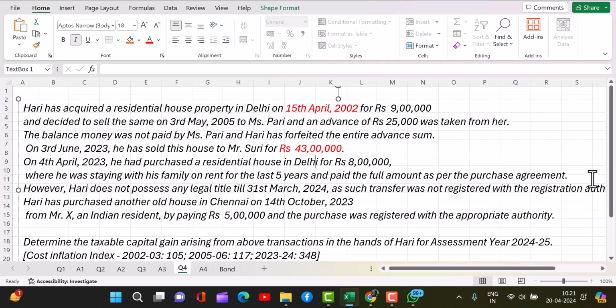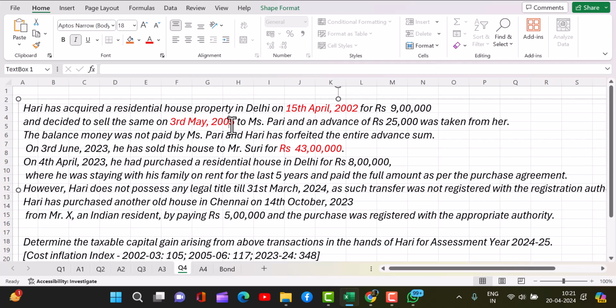Okay, fine. So, here Hari has purchased a residential house in Delhi on 15th April 2002 for how much? 9 lakhs. So, he decided to sell the same on 3rd of May 2005. So, this is before 2014, advance taken.